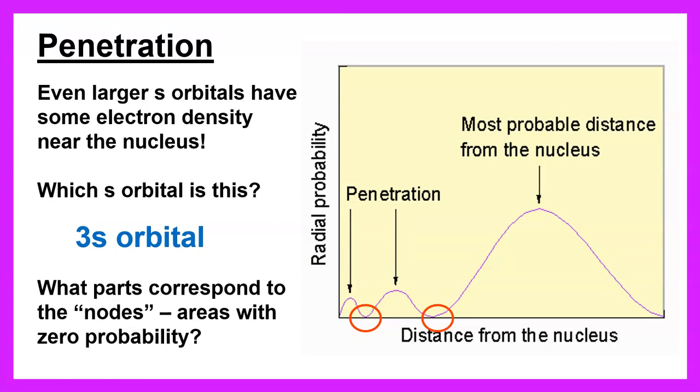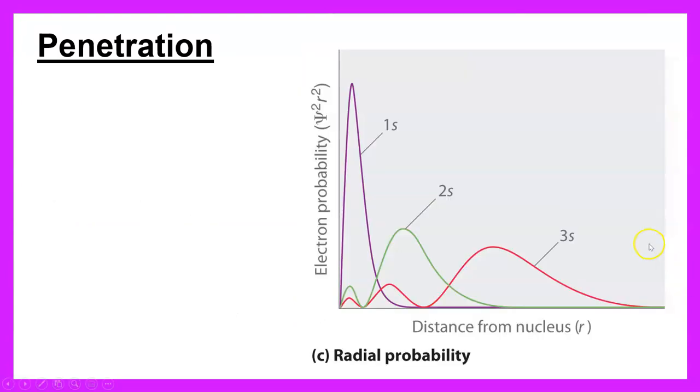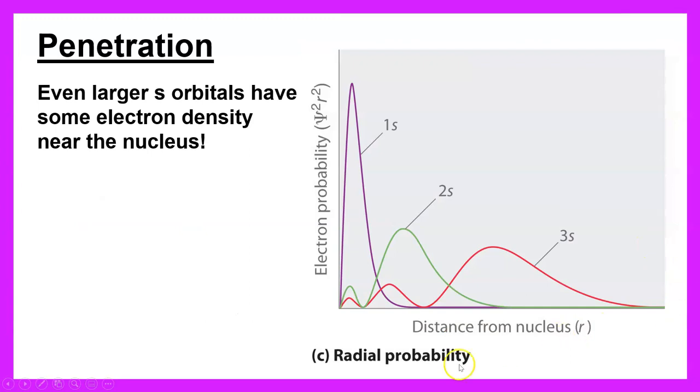Sometimes you may see these all graphed kind of on top of each other. You may see the graph for the 1s and the 2s and the 3s all at the same time. I like those graphs because you can kind of see them compared to each other. So if we look here in purple, that's the 1s. And you can see that the likelihood of finding your electron is very high, very close to the nucleus, which makes sense. It's a small orbital.